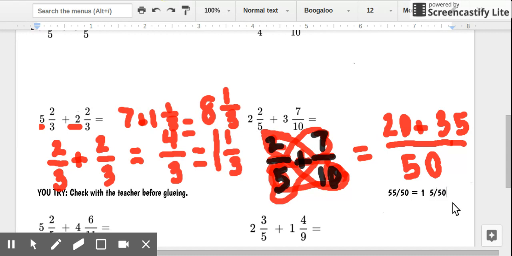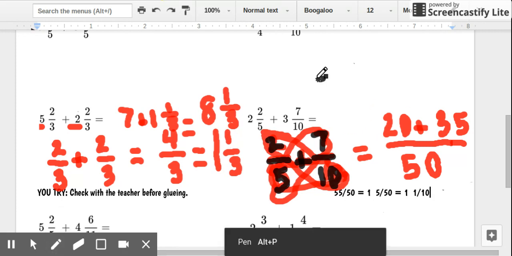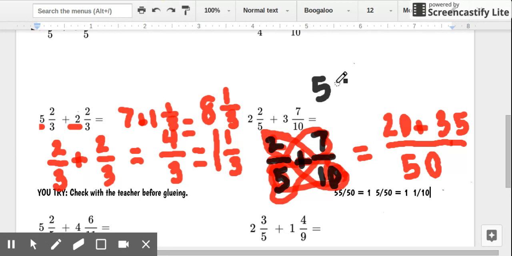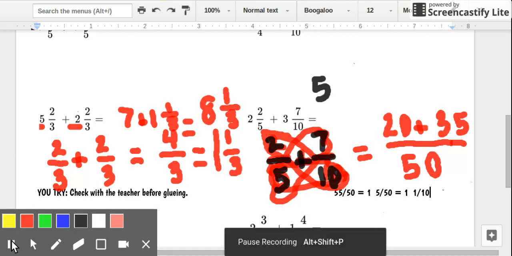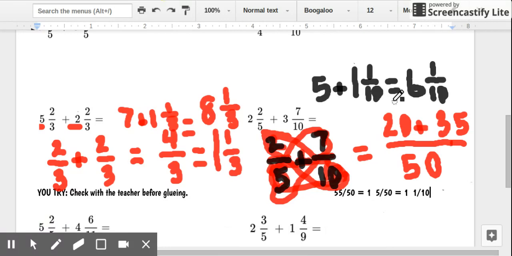And that can actually be simplified. The 5/50 could be simplified, and if you divide both those numbers by 5, you'll get 1/10. So then your last part is to add the whole numbers. So 2 plus 3, that's easy, 5. So now you have 5 plus the 1 and 1/10, which gives you 6 and 1/10. All right, so there's your final work.